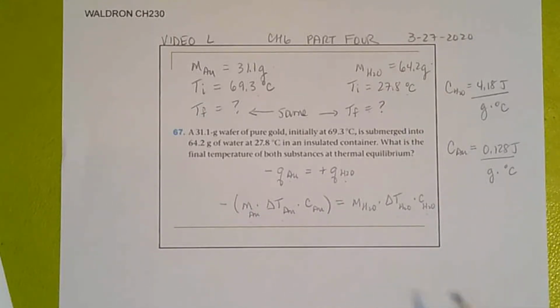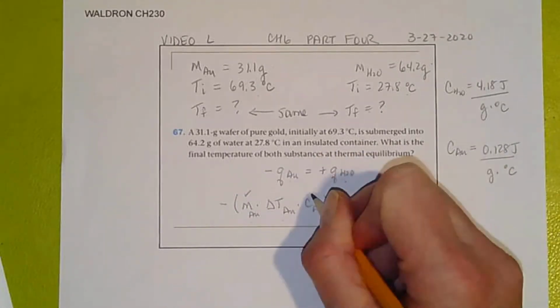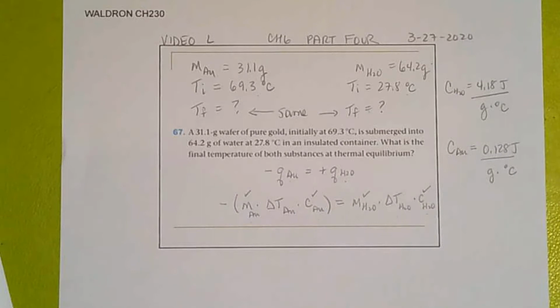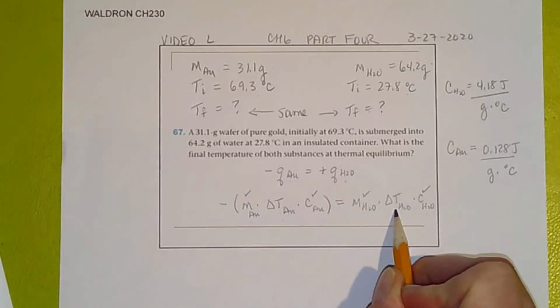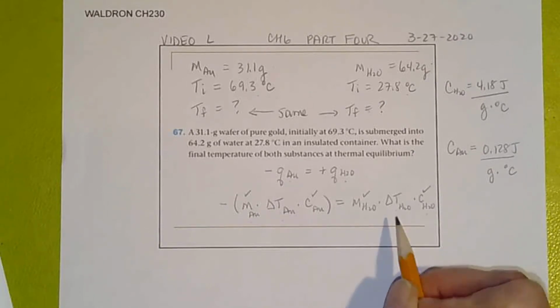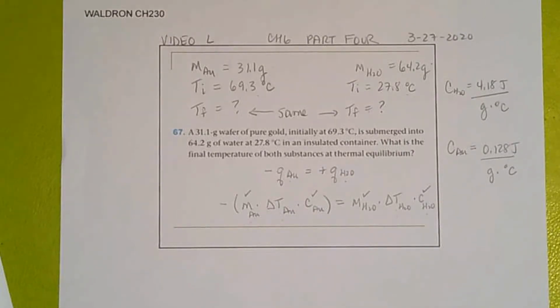Now let's think about what we know. We know the masses, we know the heat capacities, and we know the initial temperature in each of these delta T's, but we don't know the final. So that's going to make our algebra pretty tricky. Okay, so let's just go ahead and plug in.